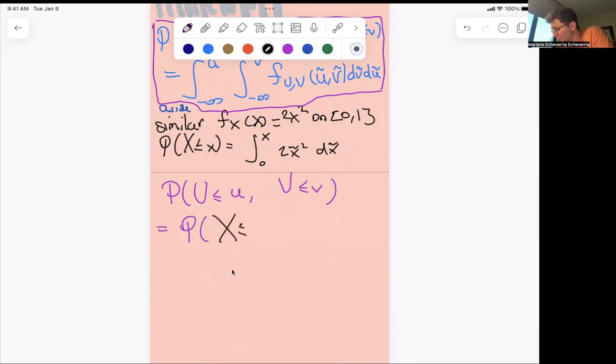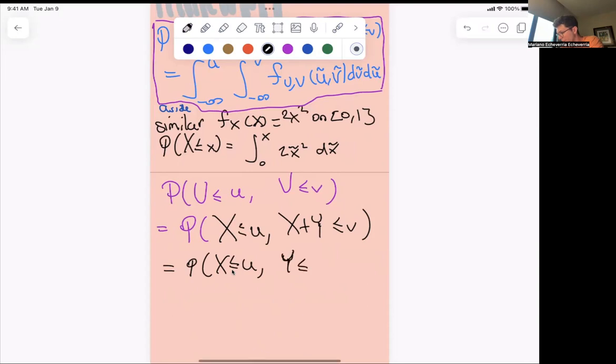Now the thing is u equals x, so this one is easy to change, and then what is v? v is x plus y, right? And that's just the probability that x is less than or equal to u and y is less than or equal to v minus x. And this is a double integral that we can compute in terms of the density function, right?